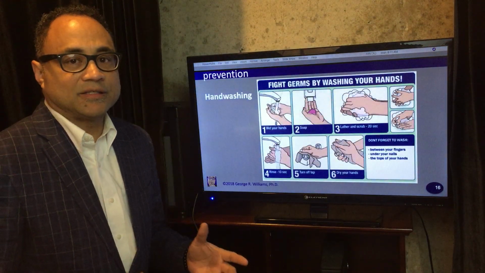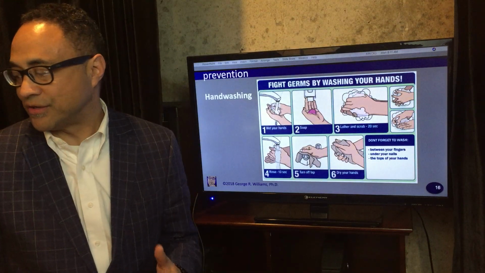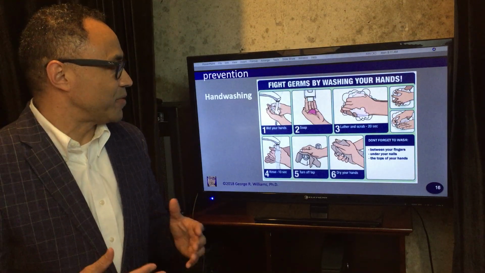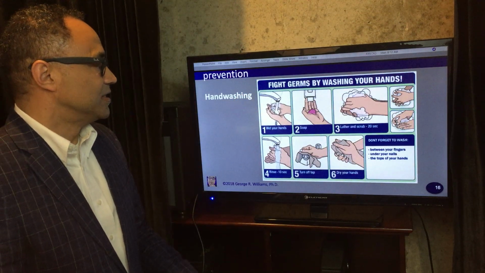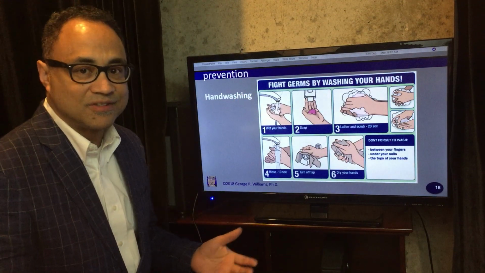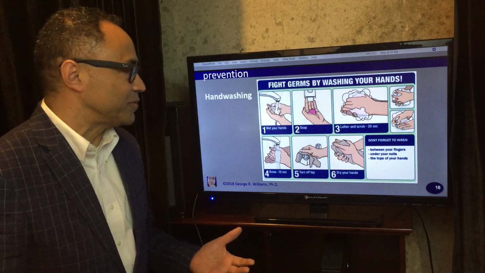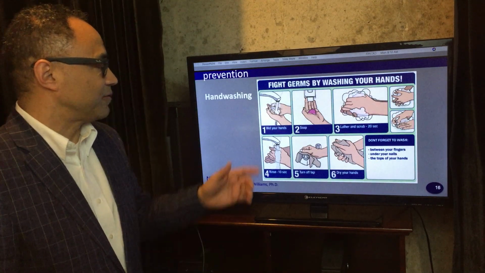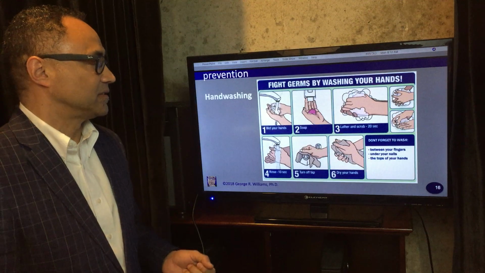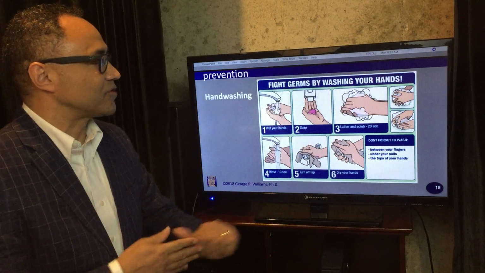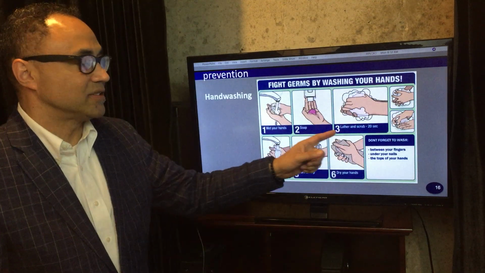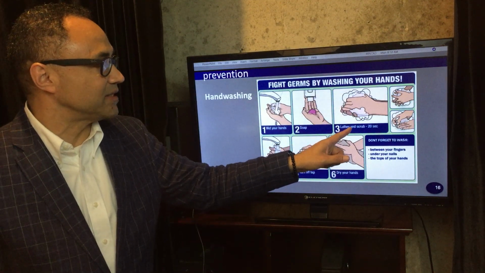Now, the number one prevention method for all of these illnesses is washing your hands. So here are the steps. You've heard them over and over again, but you've got to practice these frequently throughout the day. Wet your hands, soap your hands, and then lather and scrub for 20 seconds. You can sing the alphabet song, that's about 20 seconds.